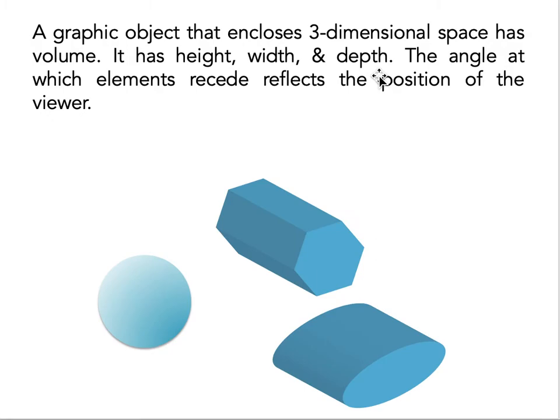A graphic object that encloses three-dimensional space has volume. It has height, width, and depth, and the angle at which the elements recede reflects the position of the viewer. Now, this is actually just done in 2D, so it's really our job as designers to create this illusion of depth, this illusion of having volume.